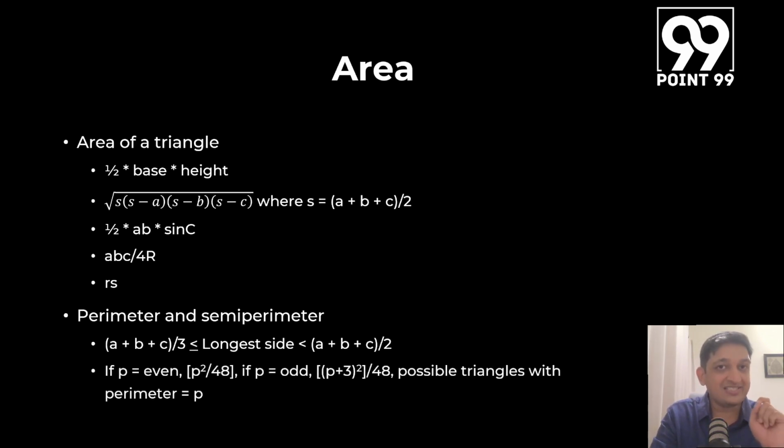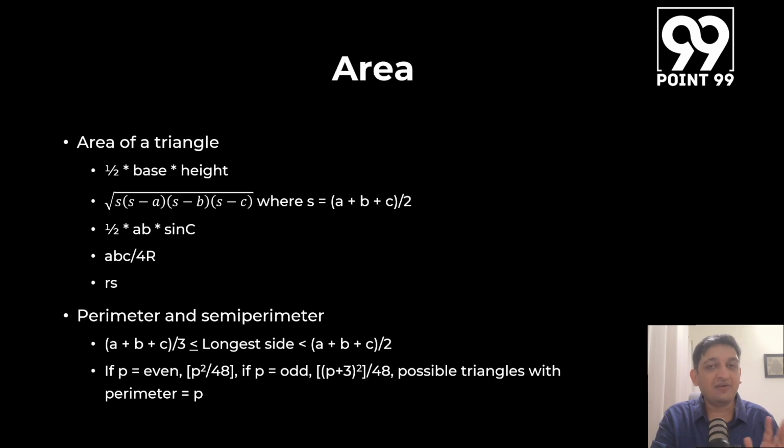Also, if P is even for any given perimeter, we will have P square by 48. The brackets here indicate the integer that is the closest to P square by 48, and if P is odd, (P plus 3) the whole square by 48, with the same bracket that we are talking about, will be the possible triangles with perimeter P that will exist.